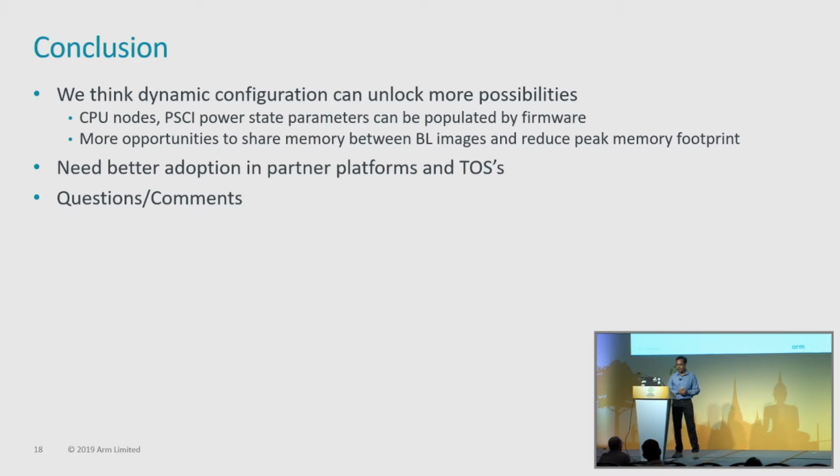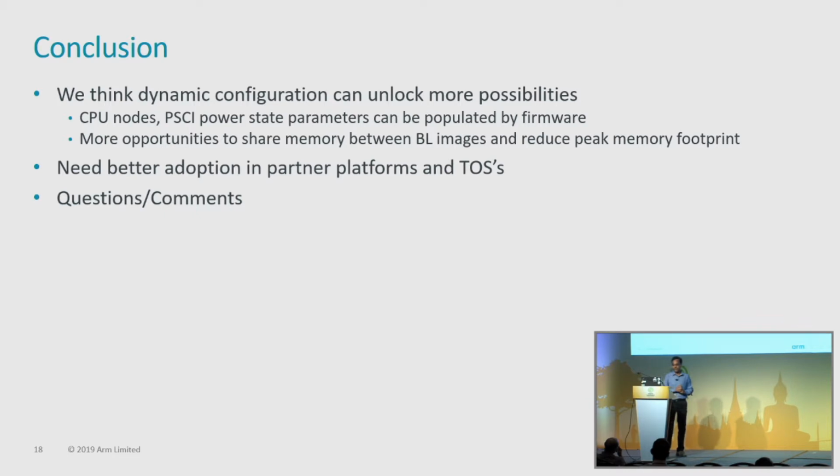I think dynamic configuration will unlock more opportunities to share memory between BL images and reduce the overall footprint. The final intention is if you have a set of related platforms which have similar but slightly different configuration, you can have a single firmware image and different configuration files to describe it. And that single firmware image can now run on related platforms. The flip side is your memory footprint increases slightly because now you need to parse the device tree blob and you need to include the device tree library into your firmware binary.